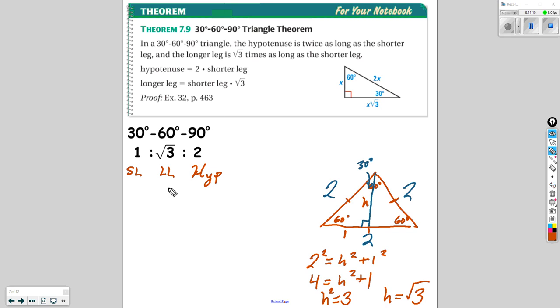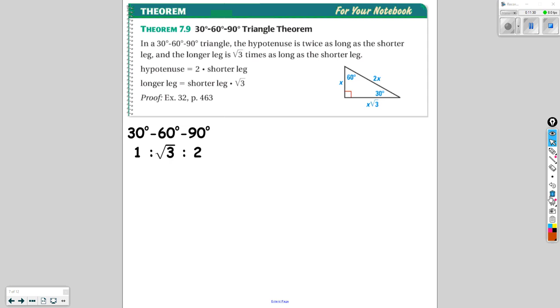All right, if we started with the long leg, we would get back to the short leg by dividing by root 3, and then we'd multiply by 2 to get the hypotenuse. So it all depends on what we start with. If we start with the short leg, like in this next example, it's going to be the easiest.